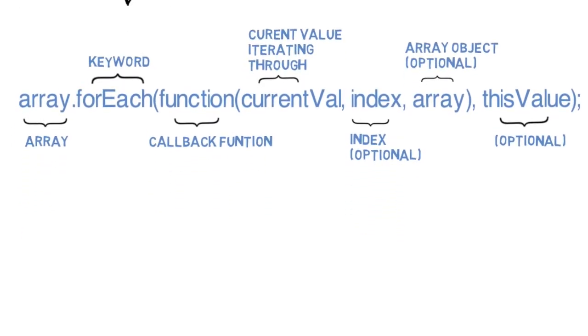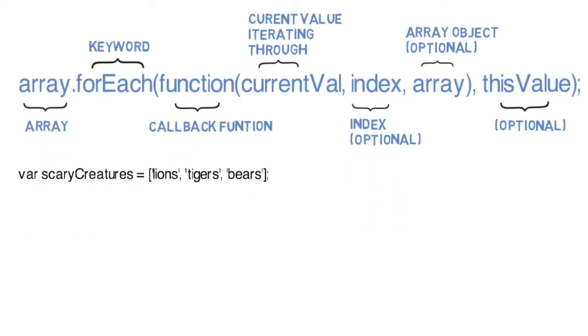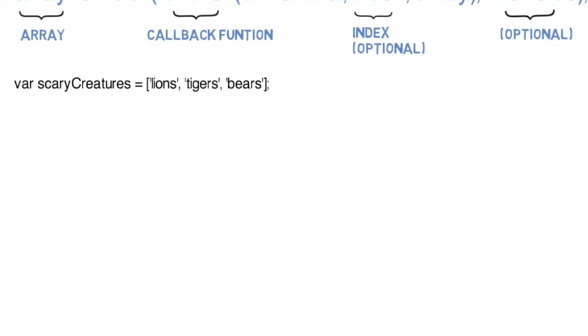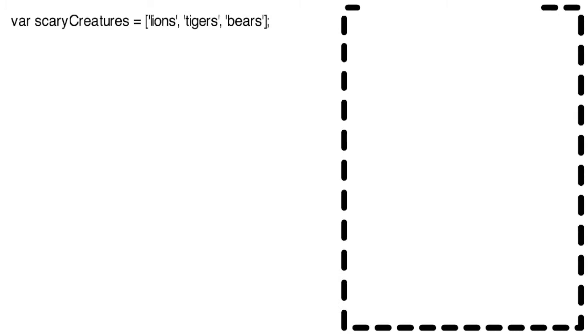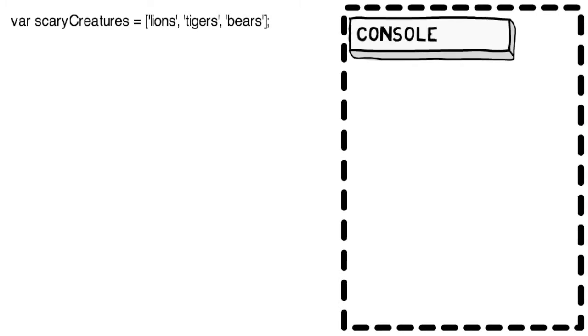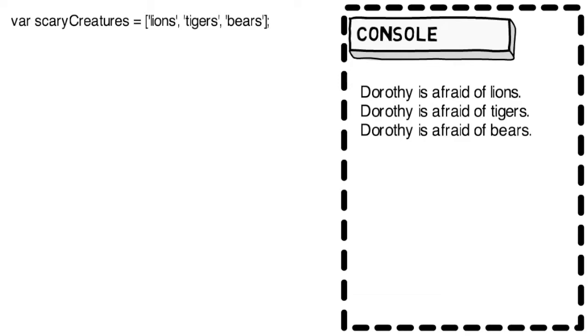Now let's go ahead and take a look at an example. Let's imagine that we have an array of scary creatures: lions, tigers, and bears. Our goal is to iterate through our array and print a message to the console. Dorothy is afraid of lions. Dorothy is afraid of tigers. Dorothy is afraid of bears.